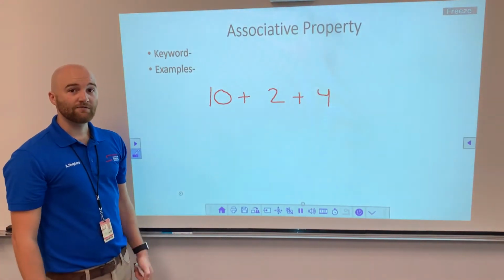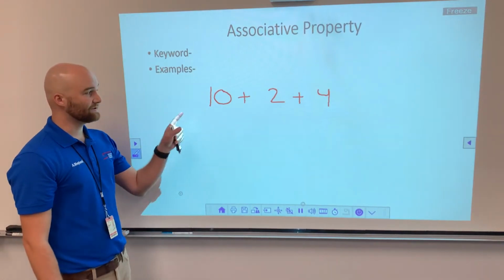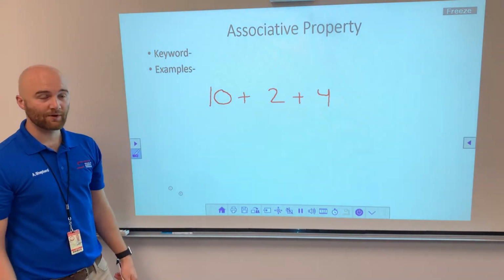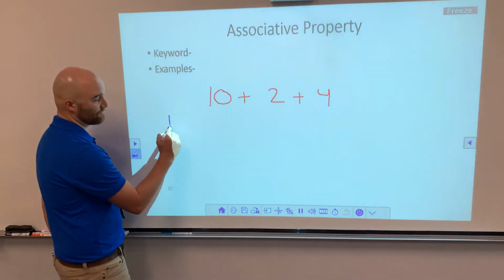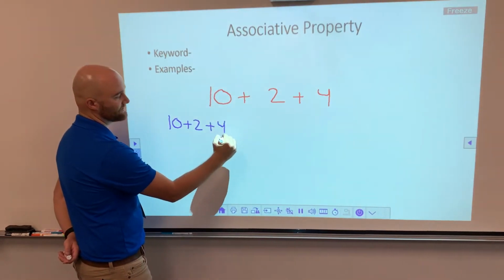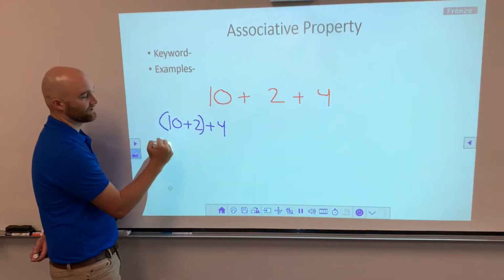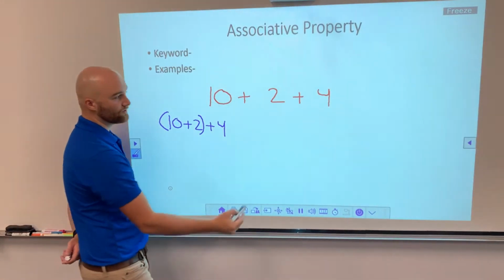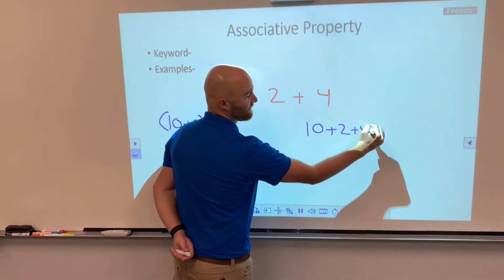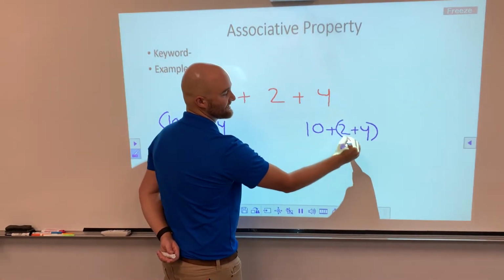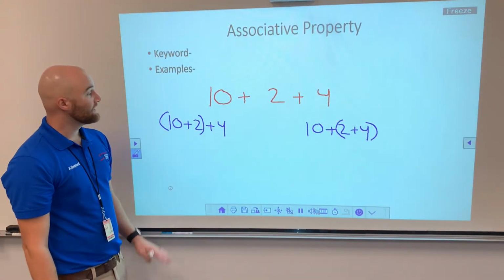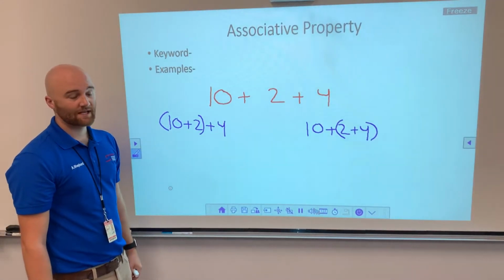Okay, hopefully you've come up with 2 different ways of grouping together 10 plus 2 plus 4. I'm going to show you the 2 most common ways that people would group these together. You might say the 10 and the 2 are friends, so we're going to put those in parentheses and group them together. Or you might say the 2 and the 4 are friends. And if the 2 and the 4 are friends, I'm going to put those in parentheses and group them together. If the associative property is true, then both of these should give us the same answer.